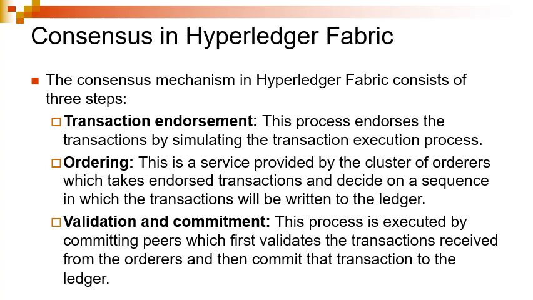So the first step is transaction endorsement. This process endorses the transaction by simulating the transaction execution process. We know that there are endorser nodes, or endorsing nodes. These nodes endorse the transaction and execute the transaction, and this transaction endorsement process endorses the transaction by simulating the transaction execution process.